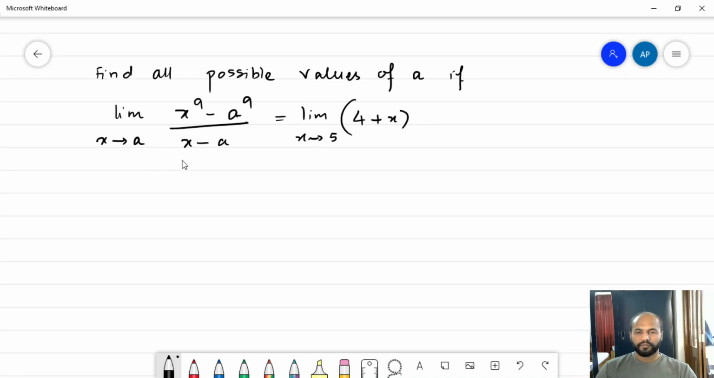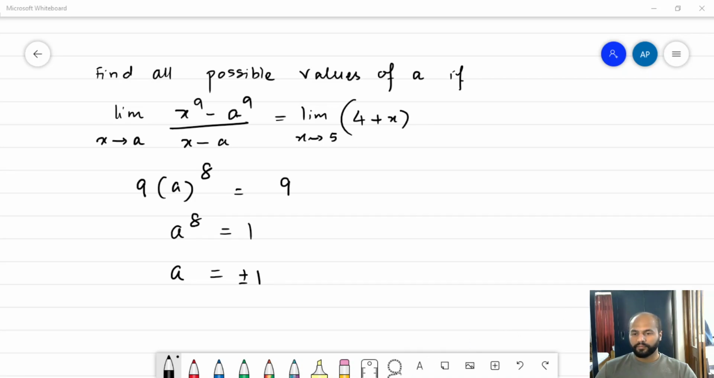Both are equal. For that we have to find the values of a which satisfies this equation. Now the value of this limit obviously is going to be 9 times a raised to 8 according to the formula that we have just learned. And the value of this is going to be 9. So basically what we have is a raised to 8 is 1, which means that we can write a can be plus minus 1. So these are the values of a that if taken will satisfy this equation.